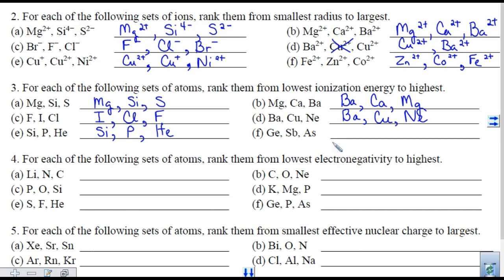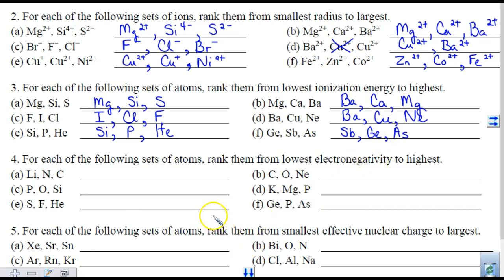Okay, when looking at these, antimony is located below arsenic, and germanium is to the left of arsenic. Something to keep in mind is that as you go down a group, there's a more significant change in values from one row to the next than there is when you go across a period from one group to the next. So antimony is going to have the lowest ionization energy, followed by germanium, and then arsenic having the highest of the 3.